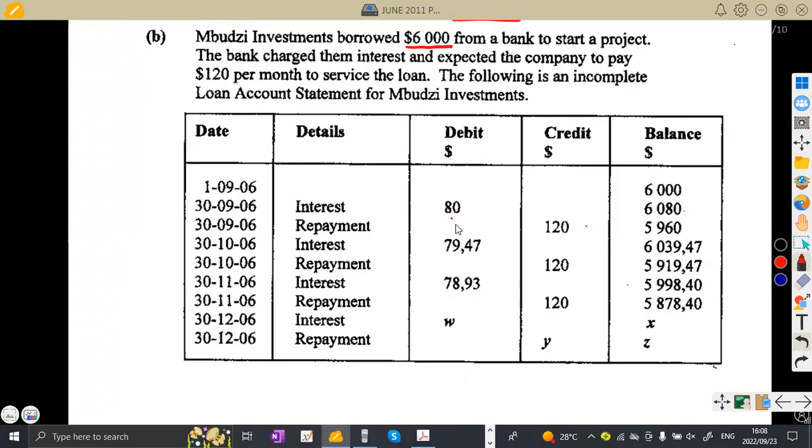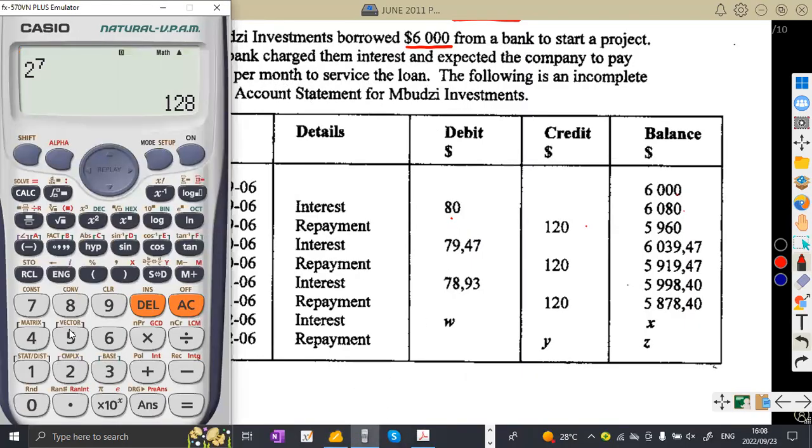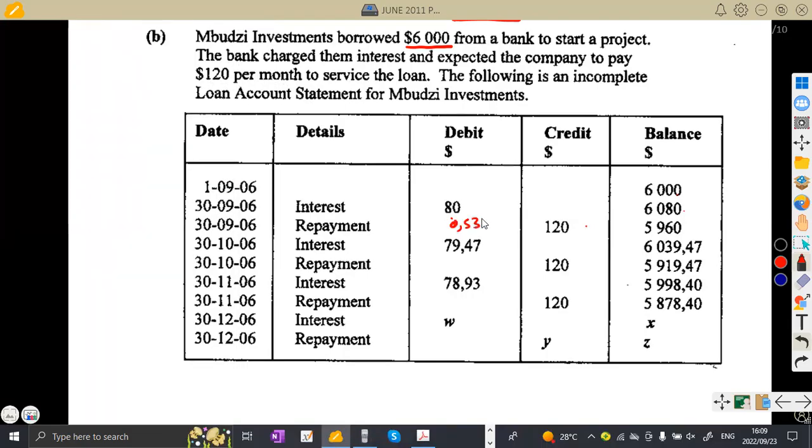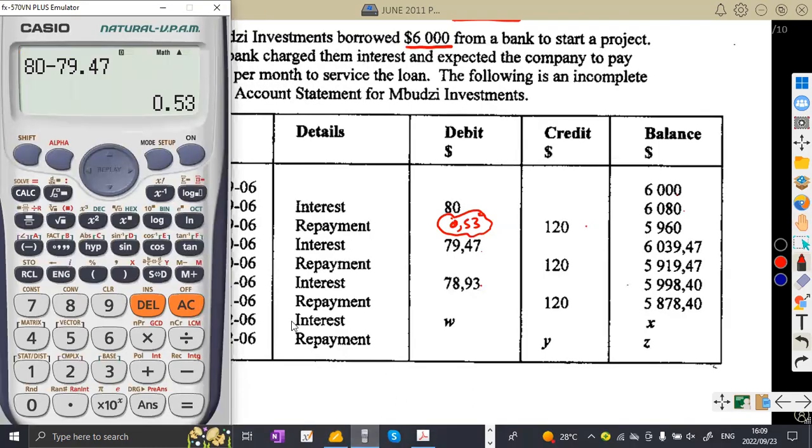Okay, so I want you to see something from your debit here. If we are to find the difference of the first debit here, it's 80 minus 79,47, which is something like 0,53. So here there's a difference of 0,53. Here there's no difference because we are crediting 120 every month. And we move on from 79,47 to 78,93. Let us see the difference.